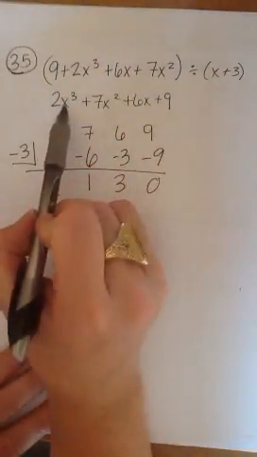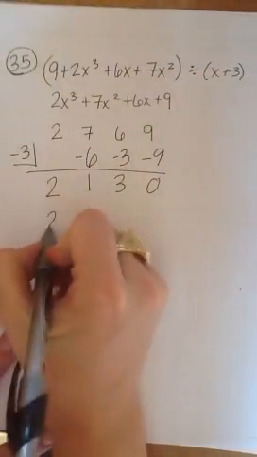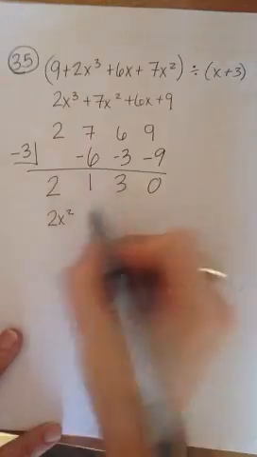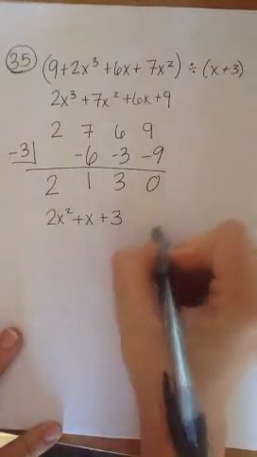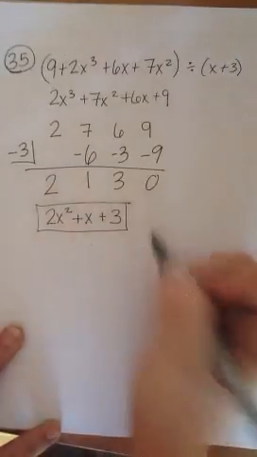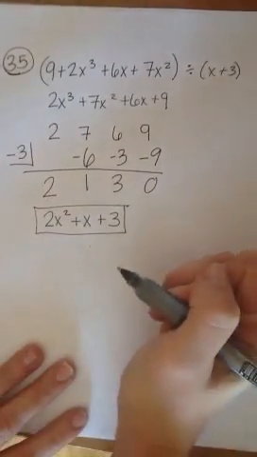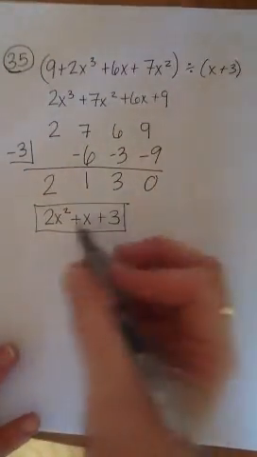And then you look. I started with x to the third. So this is 2x squared. I've taken away an x. Plus x plus 3, and there's no remainder, so you don't have a fraction at the end.